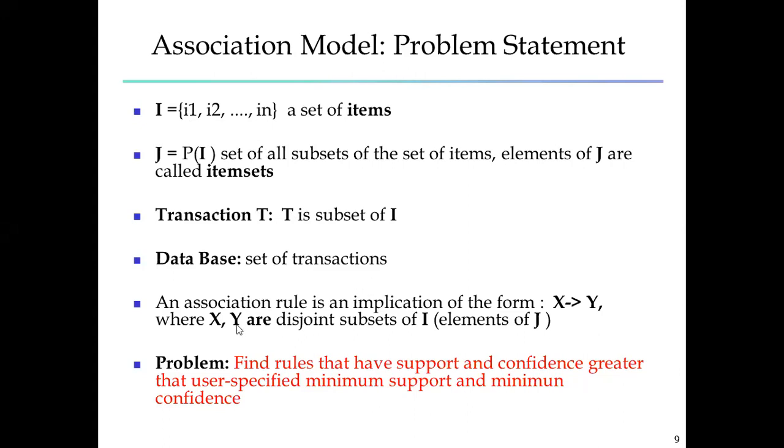A database is a set of transactions. An association rule is an implication of the form X tends to Y, where X and Y are disjoint subsets of I. X and Y are not atoms; they are sets, subsets of the atoms. They are non-empty subsets, meaning each should contain at least one atom. The problem is to find rules that have support and confidence greater than the user-specified minimum support and confidence.